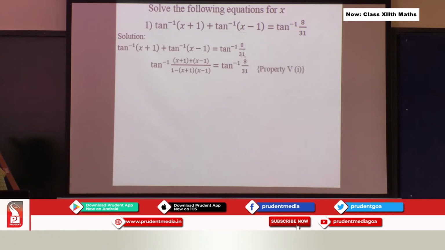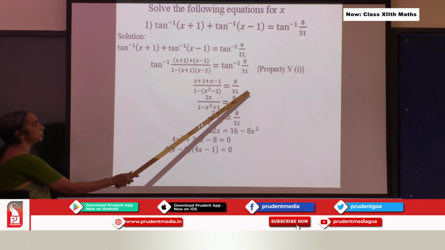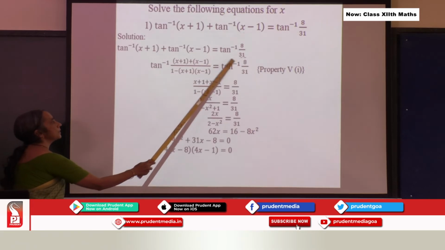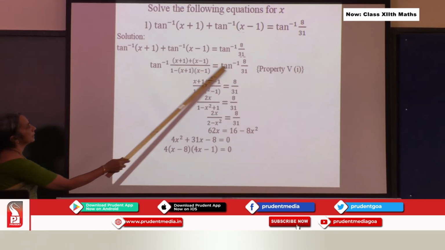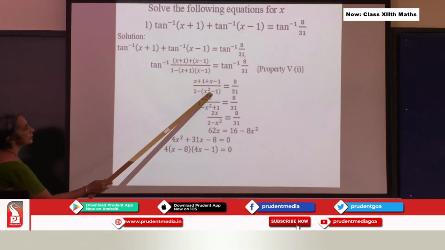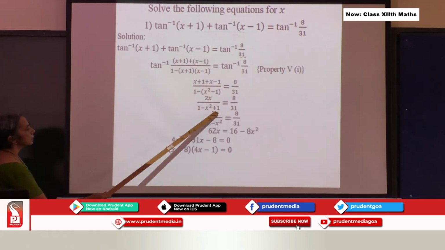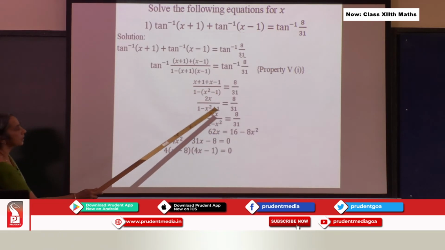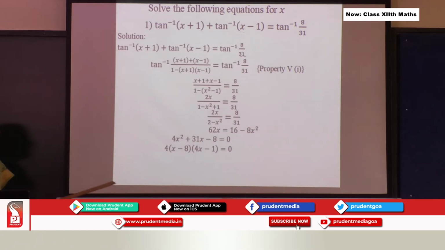I use property 5.1 here. And now you can eliminate tan inverse. Both sides have tan inverse. So when you take tan of this and tan of this, tan inverse is eliminated. So we can equate these two. So we are getting this equal to 8 upon 31. Then we simplify this. So you get 2 minus x square. Here plus 1 minus 1 get cancelled. You get 2x upon 2 minus x square is 8 upon 31.